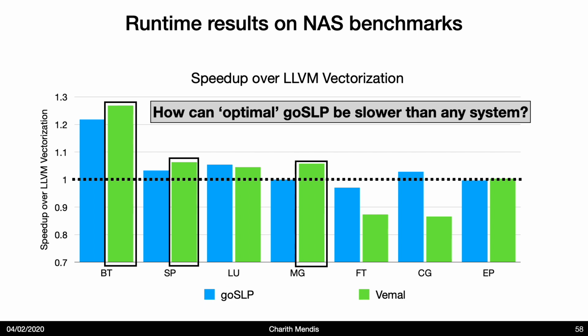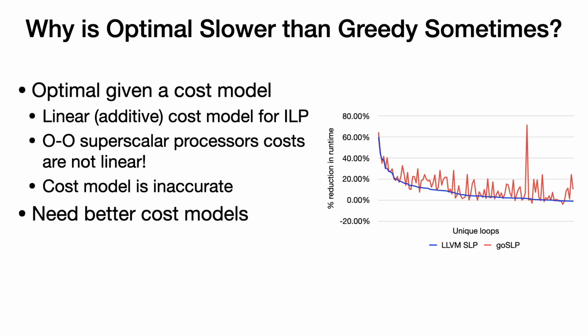When you define optimality, optimality is under some criteria. In here, the optimality is given under a cost model. A linear solver like integer linear programming uses a linear cost model. That means the instruction costs get added up. But in a modern-day superscalar, the cost is not an additive cost model. It's a much more complicated cost model. The cost model is inaccurate.